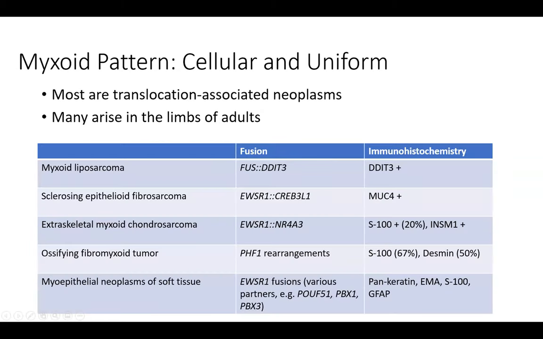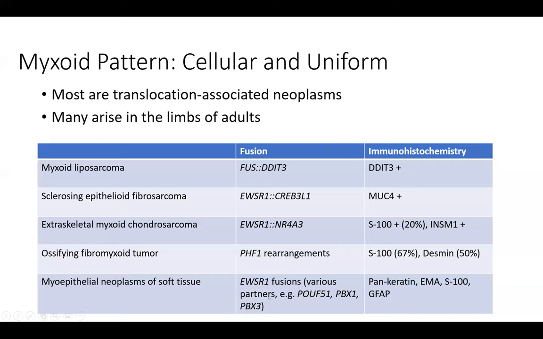So there are also myxoid tumors that will appear more cellular and uniform. Most of these are translocation-associated neoplasms, and most of these arise in the limbs of adults. So in this case, the differential can be quite challenging without ancillary testing, but a descriptive cytologic diagnosis would be appropriate in many cases. This is just a table outlining the differential diagnosis of myxoid liposarcoma, sclerosing epithelioid fibrosarcoma, extraskeletal myxoid chondrosarcoma, ossifying fibromyxoid tumor, and myoepithelial neoplasms of soft tissue. These are all rare entities, but relatively common in this differential diagnosis.